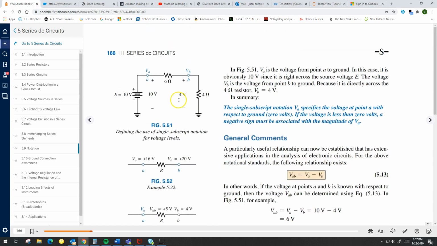It's like being at two different points on two hills, right? This hill is at 100 feet, and this hill is at 80 feet. So the difference between the two points is going to be what? 100 minus 80, 20 feet. It's the same idea. There's a difference in voltage between those two.